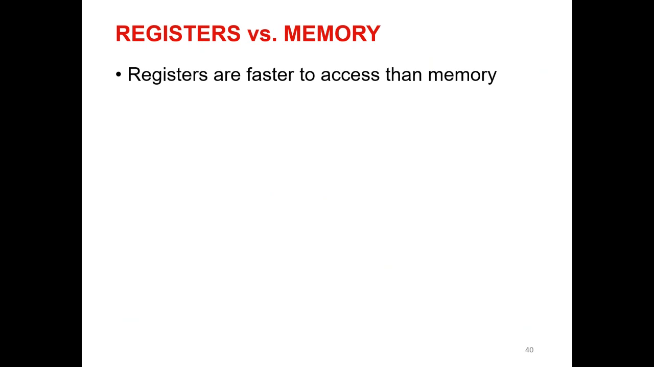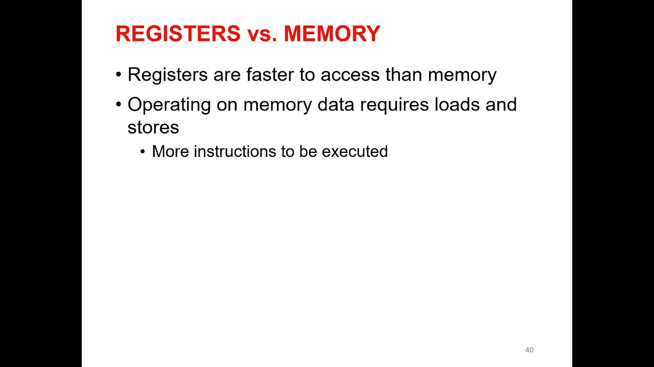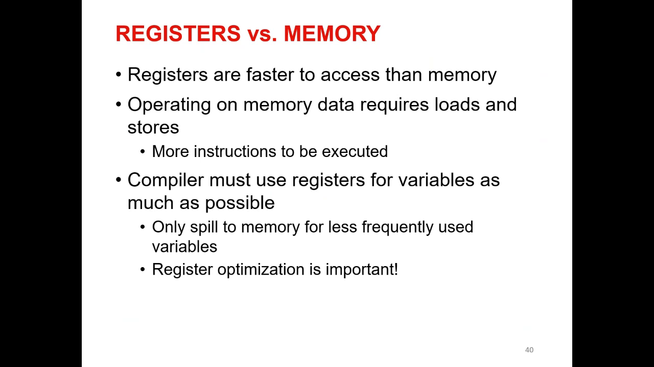Why do we have registers, and why do we have memory? As I have mentioned before, registers are faster than memory. The problem is that they are limited. That's why we need memory also, because there are times in which we need to have more data than registers available. And the compiler will always try to use as many registers as possible because they are faster, and only use memory when there is not enough free space in the registers.